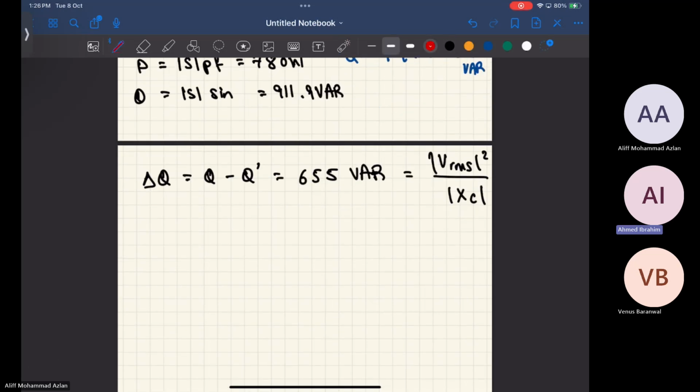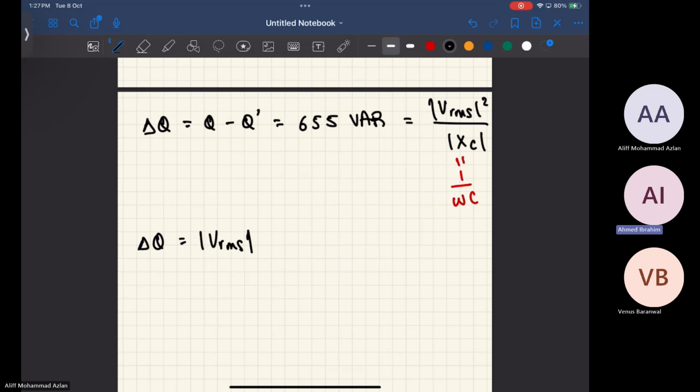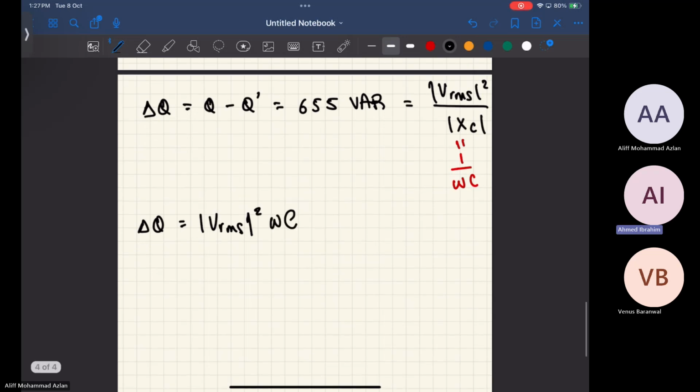In this case, XC is just equal to 1 over omega C. We're just taking the magnitude because complex numbers don't matter here. So this gives us delta Q is equal to VRMS squared times omega C. And so we can rearrange this to get C, which is equal to delta Q over VRMS squared times omega.